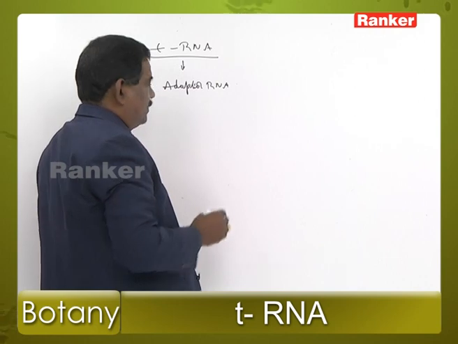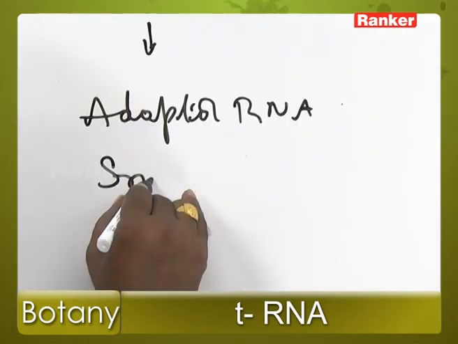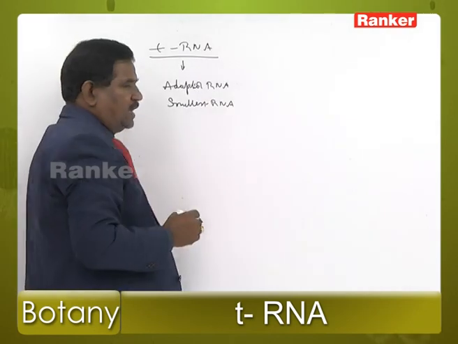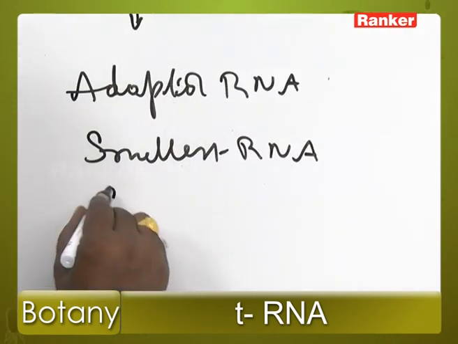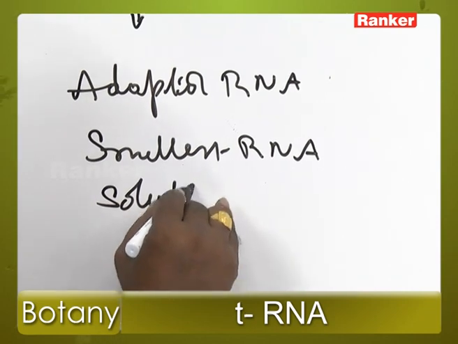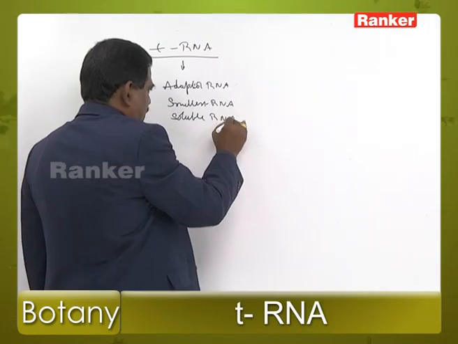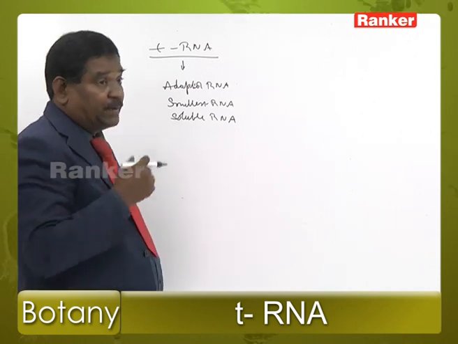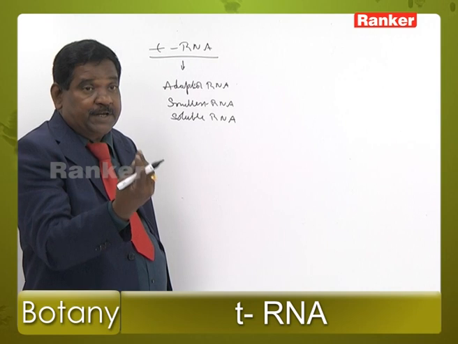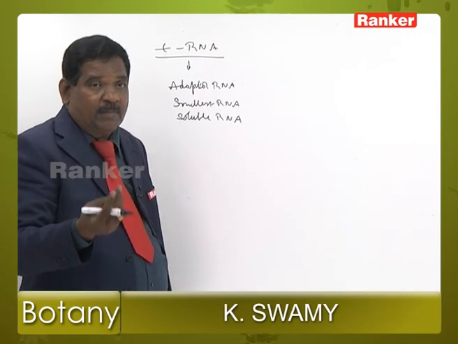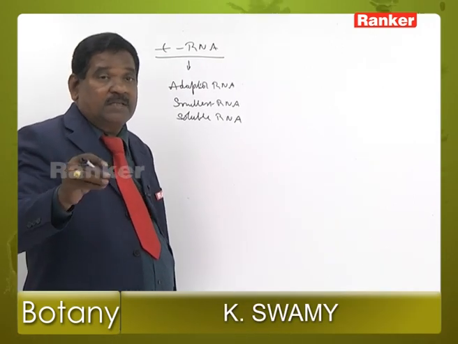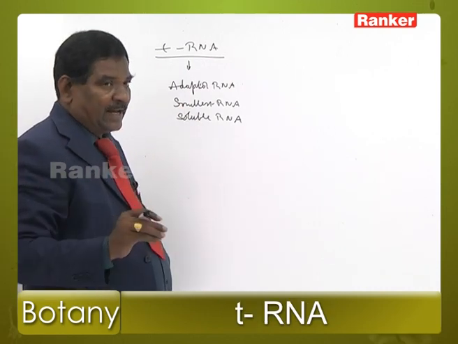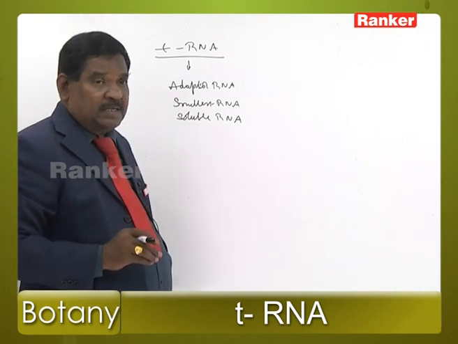Adapter RNA. Smallest RNA. Soluble RNA. Adapter RNA, adapted to mRNA, attached to the mRNA, it translates the codons present on the mRNA. So it is also called translator RNA. Smallest RNA.